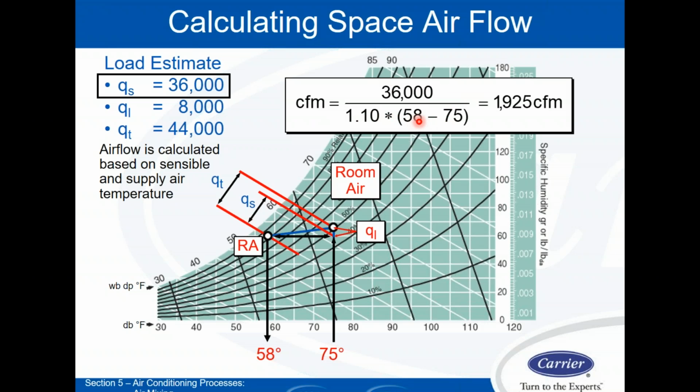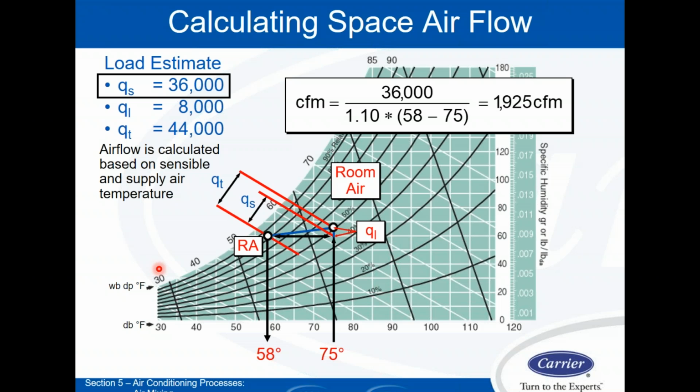In this particular project example, it was 58 supply, 75 room. So that was my delta T. When I do that math, it comes out to show me that I need 1,925 CFM. If I want to deliver 36,000 BTUs to that room, I need 1,900 CFM to get it there. Otherwise, I'm not going to get that amount of BTUs to the room. So load calcs come first, then CFM is figured out. And then once you know the CFM, you size the ducts.